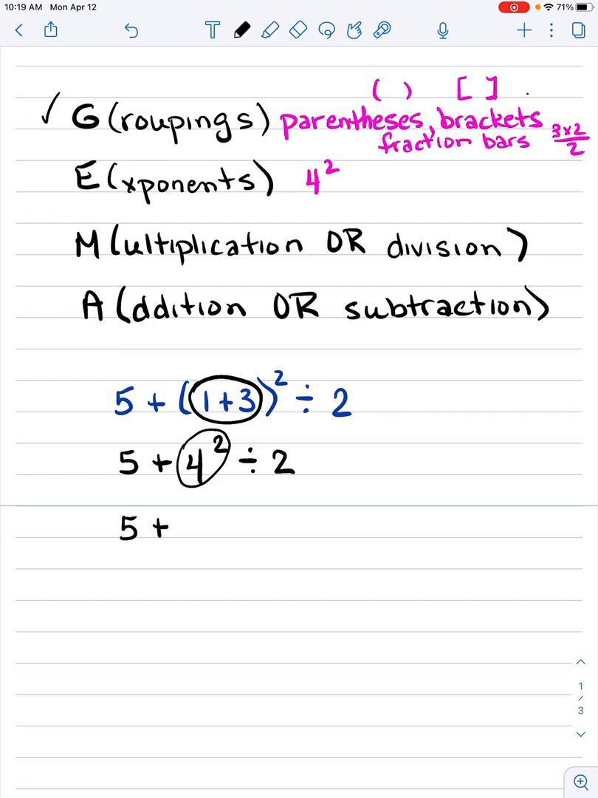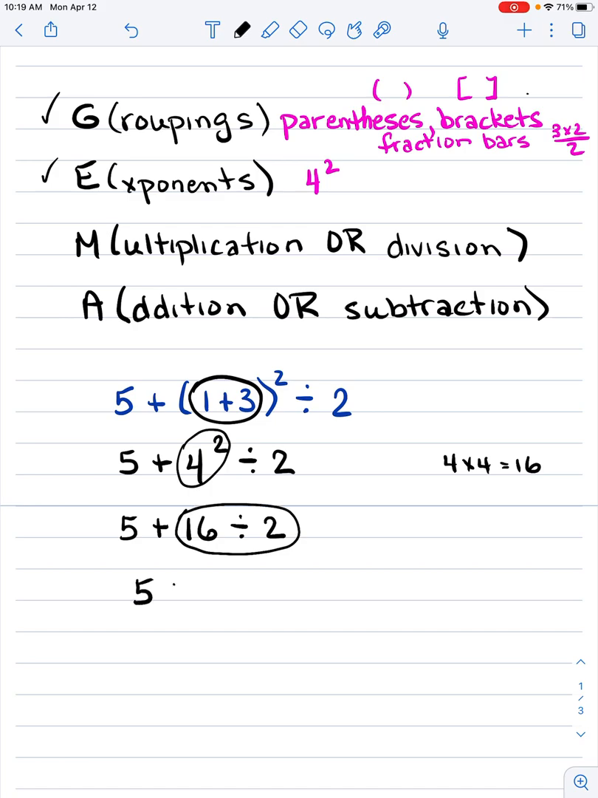4 squared, 4 times 4. If you have to, do this on the side. Expand it. 4 squared is 16 divided by 2. Any other exponents? No, so I'm going to check that off. Now, I'm looking for multiplication or division. Whatever I see first from left to right, I do first. So I have 5 plus 6. No, that's addition. Oh, here's division.